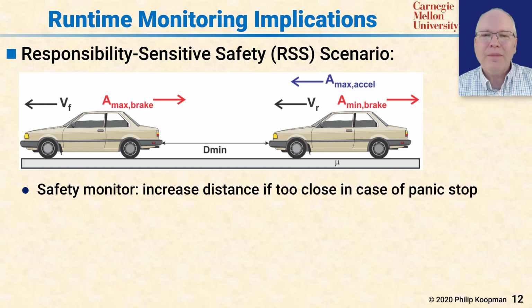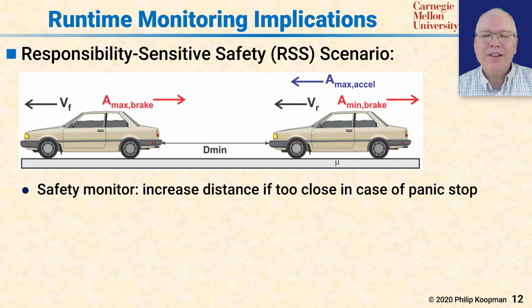They have similar concepts, just like KPIs and SPIs have some similarities but are for different purposes. Runtime monitoring and SPIs also have similarities, but they're for different purposes. Let's consider a leader-follower situation where you're trying to maintain safe distance. And this is the kind of thing you see addressed by responsibility-sensitive safety, RSS.